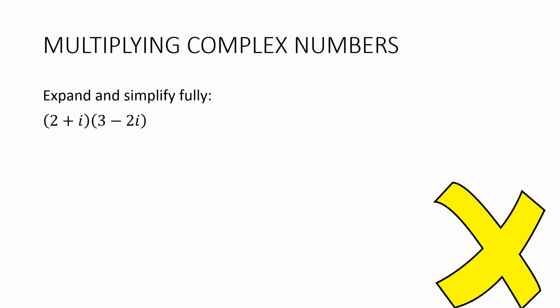Now let's look at multiplying. So we're just going to use FOIL. So we're going to go 2 times 3 is 6, take away 4i plus 3i, and here we've got minus 2 times i squared. And remember, i squared is negative 1. So it's going to be 6 take away 4i plus 3i plus 2, and collecting real and imaginary parts, we end up with 8 take away i.